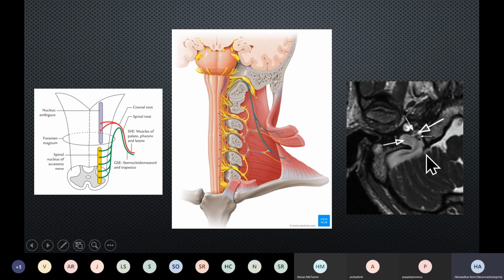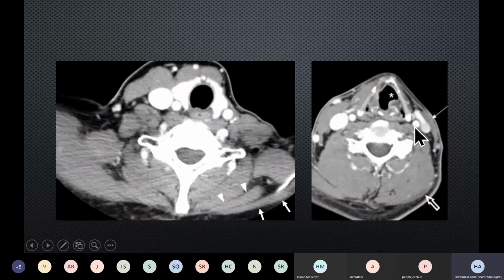trapezius and the sternocleidomastoid. We cannot really identify this separately within the jugular foramen, but again it's important to remember that they are located more posteriorly as compared to the glossopharyngeal nerve, which is located more anteriorly. But of course, we see the effects of the nerve damage, and this is a patient who's had previous radical neck dissection.